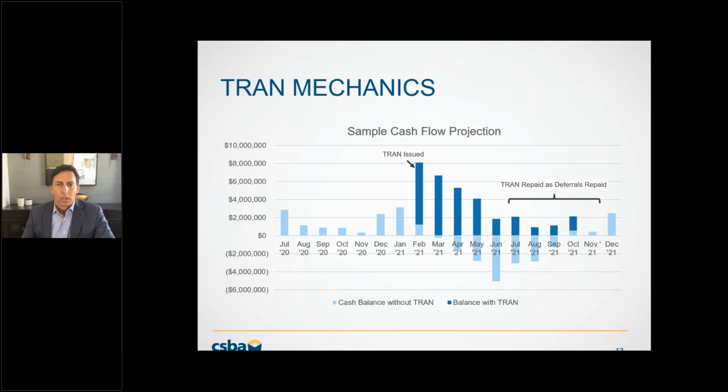The TRAN proceeds are then, in this case, available across the end of the fiscal year and into the start of the 21-22 year, as that cash balance is still low and recovering as the deferrals are slowly repaid. The repayment schedule for the TRAN will really follow the deferral repayment schedule. So potentially the district could be using these TRAN proceeds all the way out until October, November, when the final deferrals are repaid from the state. Then ultimately the investors would get paid sometime after November, once the district has been made whole from the state. Next slide.